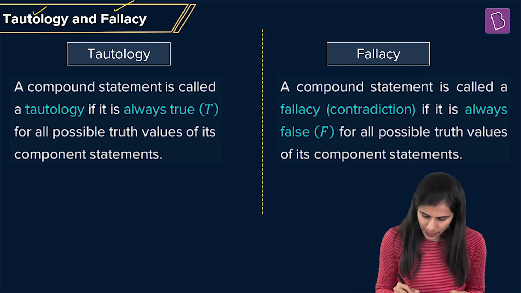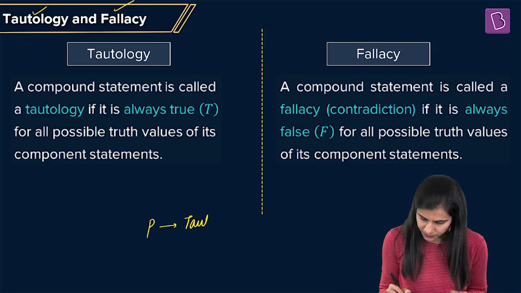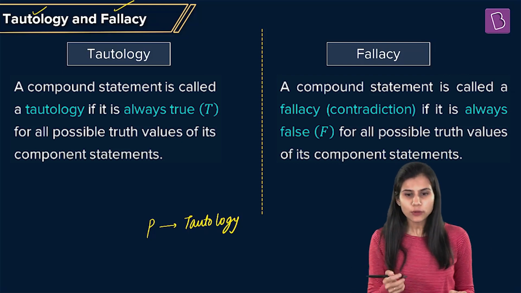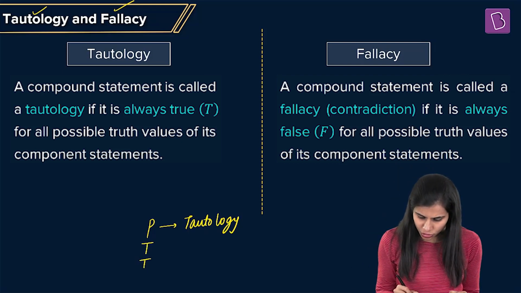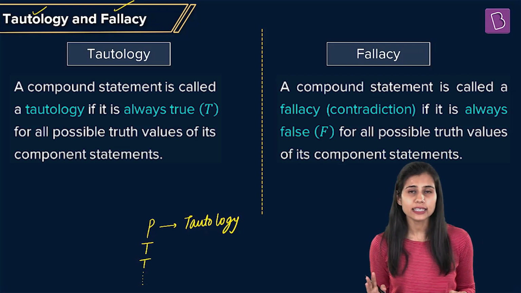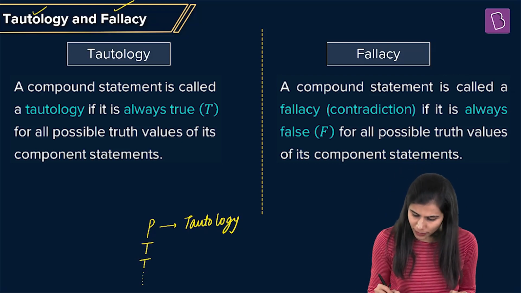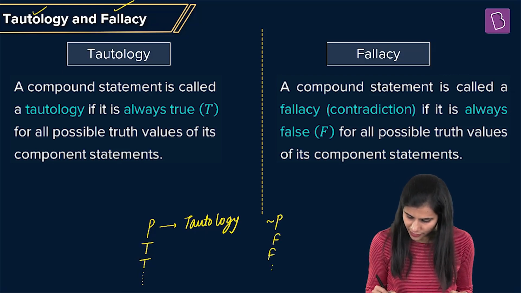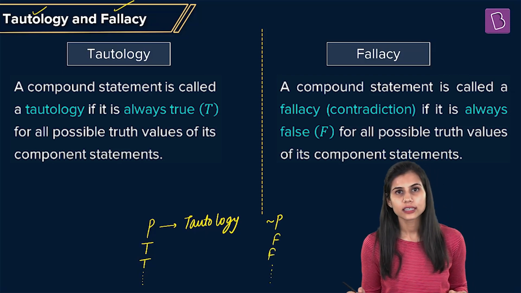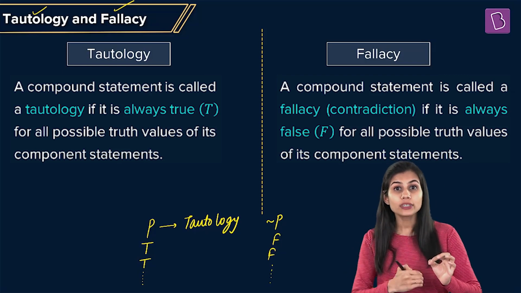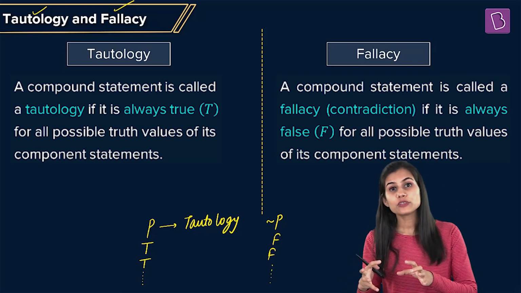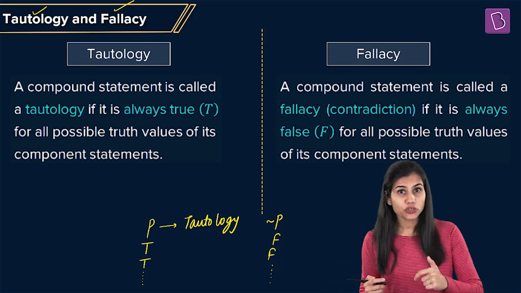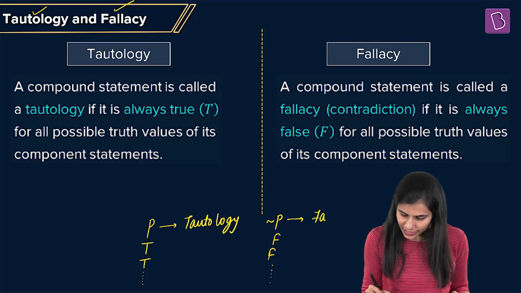Fine, let's say P is a tautology. That means in the truth table for P, especially in the column of P, the truth values will be T, T, T, T. Right? So if I talk about the column for negation P, it will be what? F, F, F, F. Isn't it? If the truth value of P is throughout T, that is true, then the truth values of negation P throughout will be false. So if P is a tautology, negation P will be a fallacy.